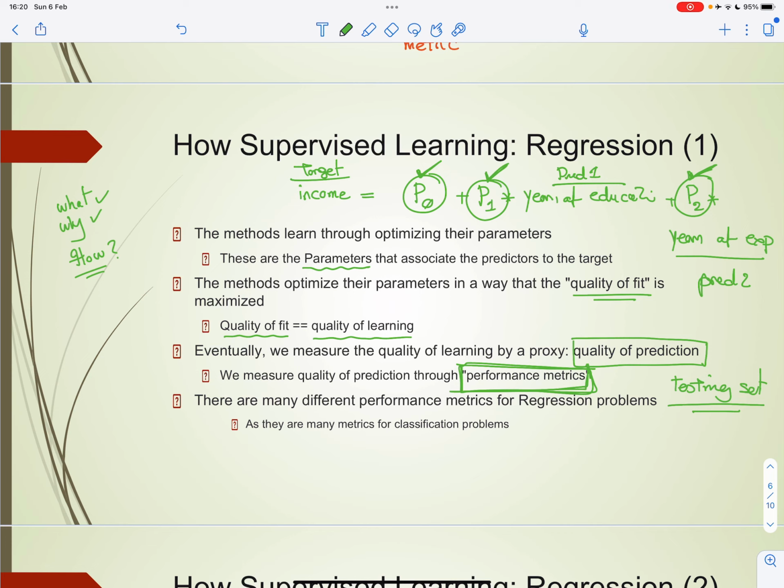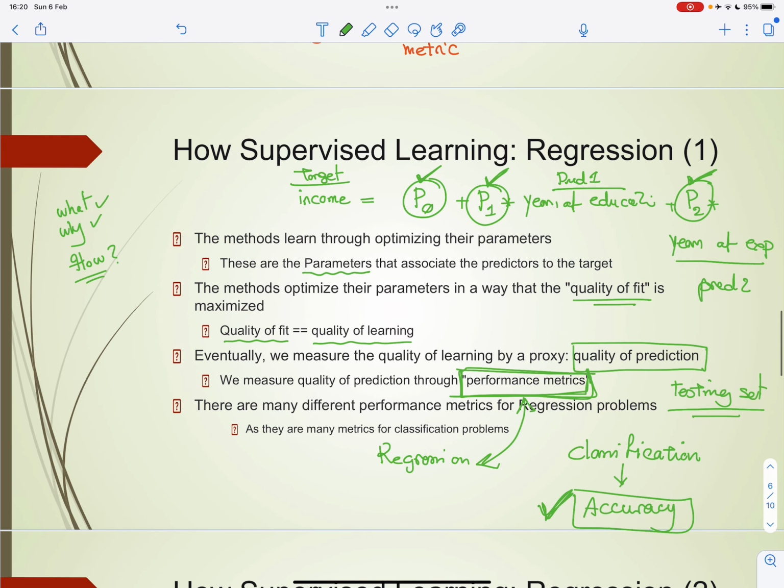And if you recall, the performance metric of classification problems was accuracy. So I pointed to that for regression problems. Everything structurally is exactly the same as a classification problem except for the performance metrics. So we don't have accuracy in the previous definition anymore. We have to define new metrics.